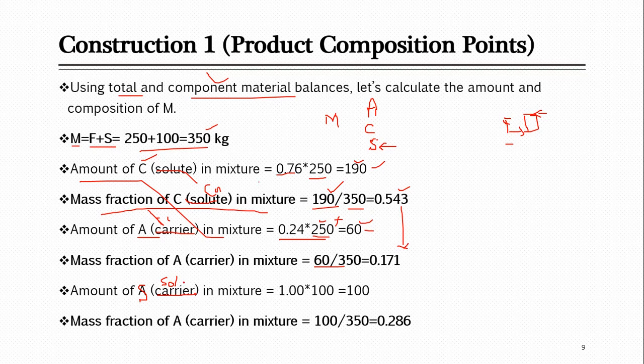Don't worry, A, C and S. So the amount of S, when I'm looking for S, S was only part of the solvent stream, so it will be entering the system from the solvent, and you know it was 100%, so its fraction is 1, and its flow was 100 kg, so 1 into 100 and you will get 100 kg, and you can also calculate its mass fraction.